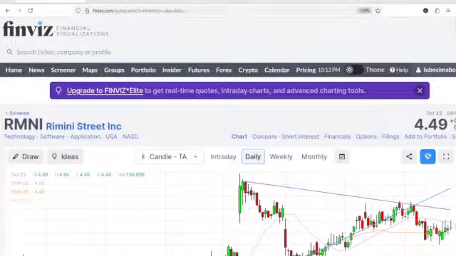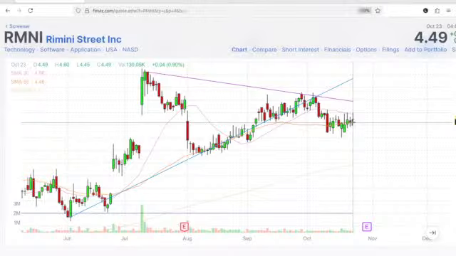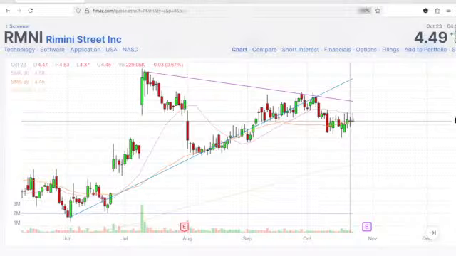So this is the doji, and we have an earnings report coming soon, which is very good, towards the end of the month. I think this is the one I would go for. Why? Because it has an earnings report coming towards the end of the month. So RMNI is something I would definitely consider.